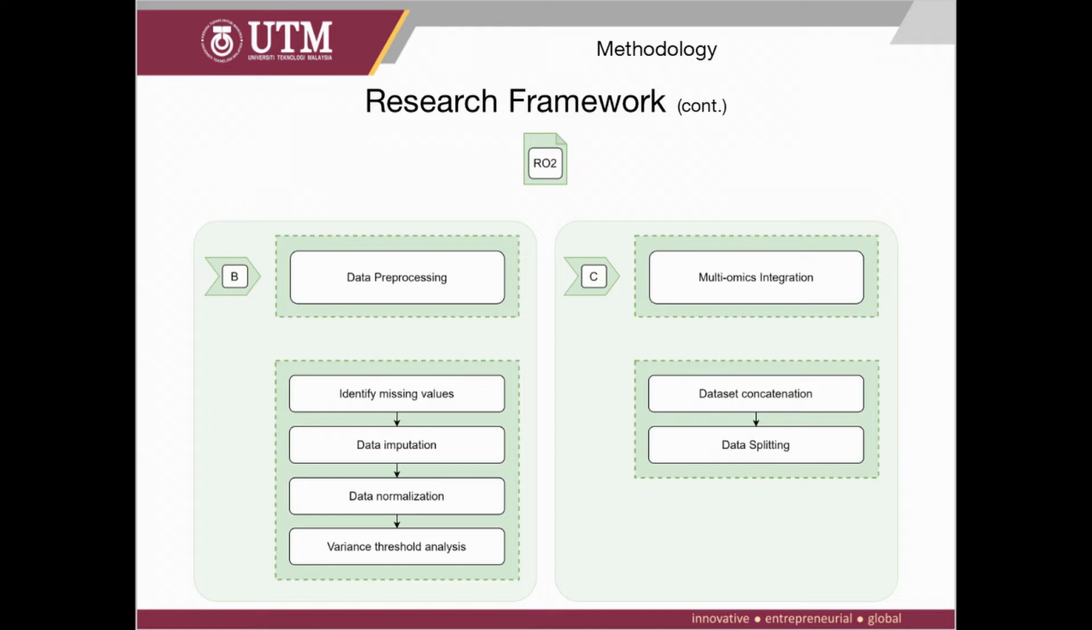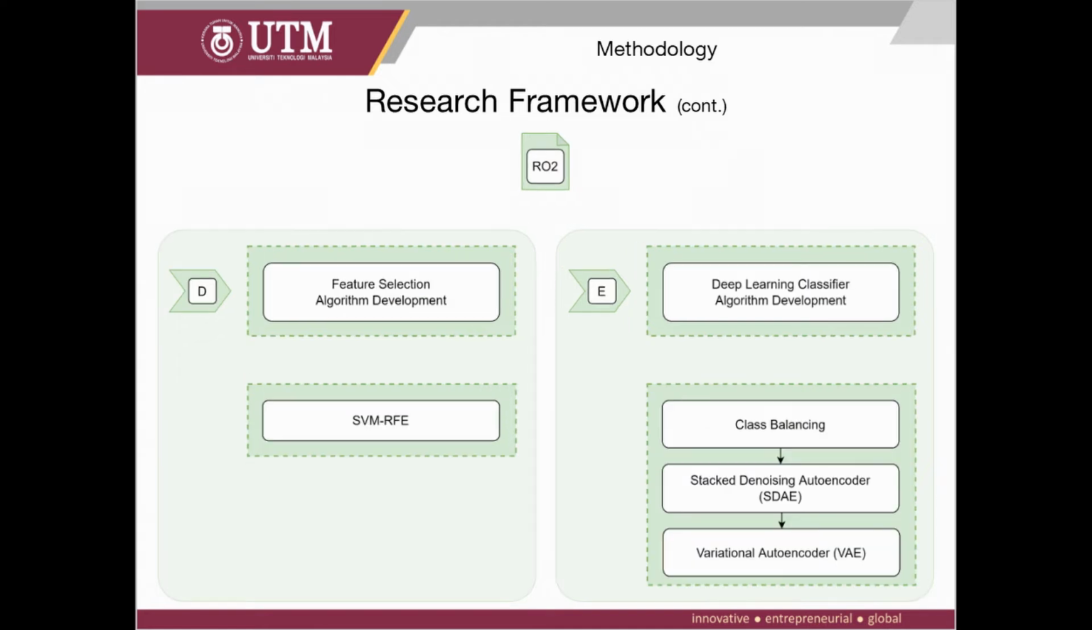Part C is the multiomics integration part. It involves the concatenation of the 3 omics data into one single multiomics data. After that, the data is split into train, validation, and test set. The feature selection algorithm, which is SVM-RFE, is developed in Part D. The output from SVM-RFE is then used in Part E for classification. In Part E, the feature selected data first undergoes class balancing to produce an equal amount of samples between the positive and negative outcomes.